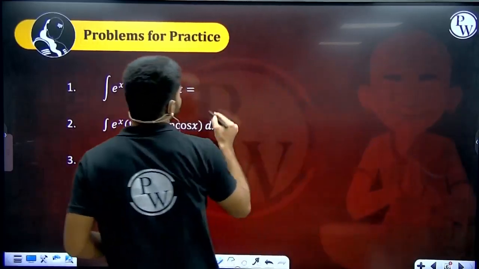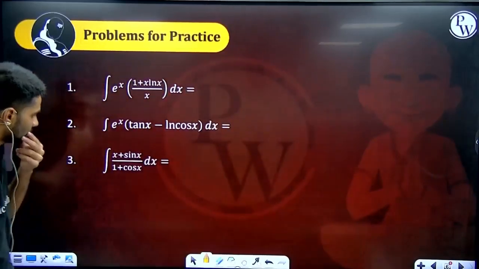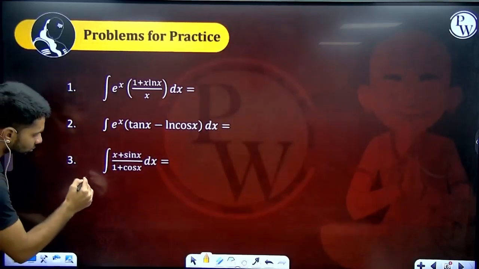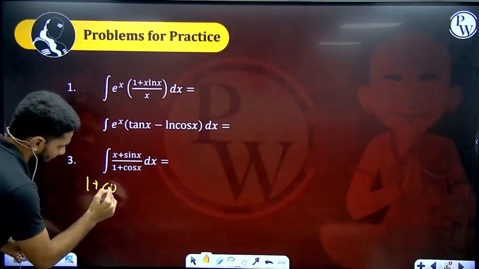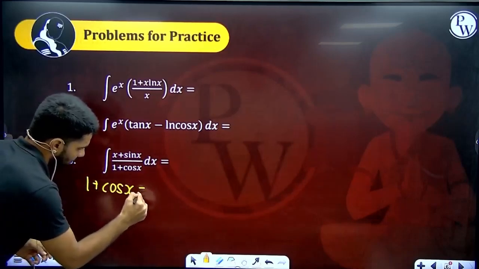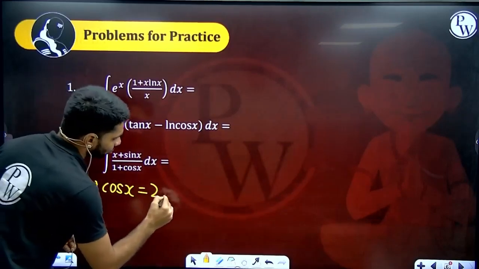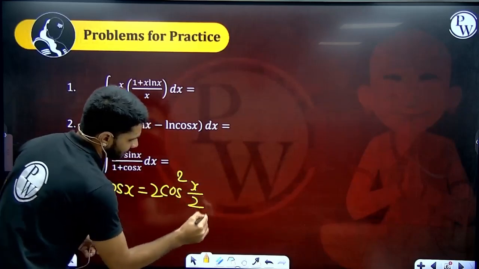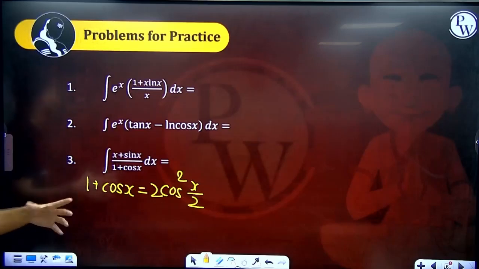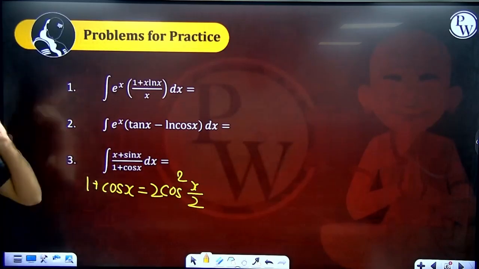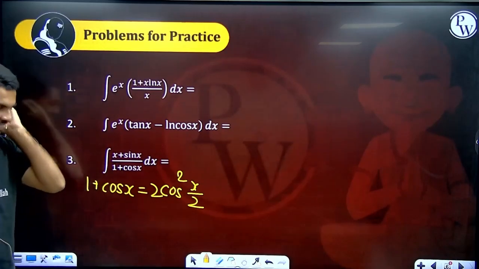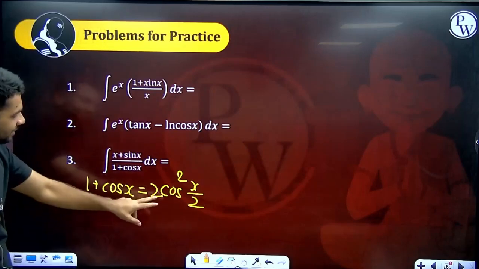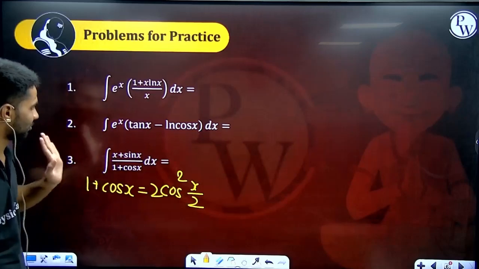Okay, third problem. What property do you have to apply here? See, 1 plus cos x can be written as 2 cos square x by 2. Do you remember it, or have you forgotten the formula of class 11th? No, keep revising all the formulas. So 1 plus cos x is equal to 2 cos square x by 2.